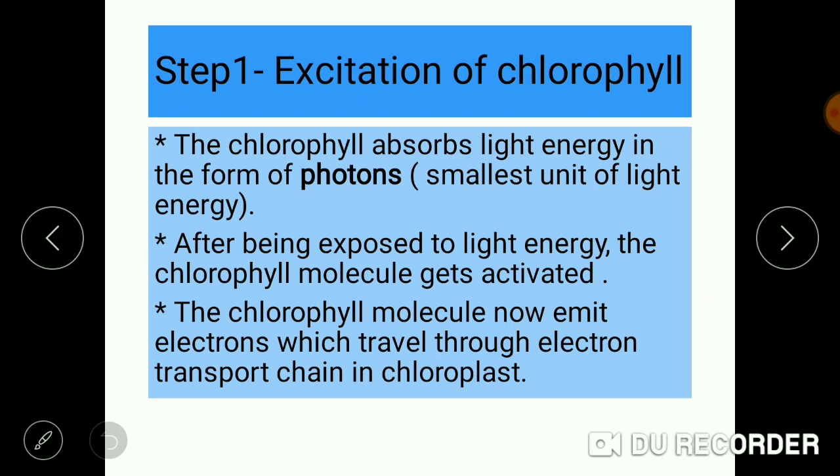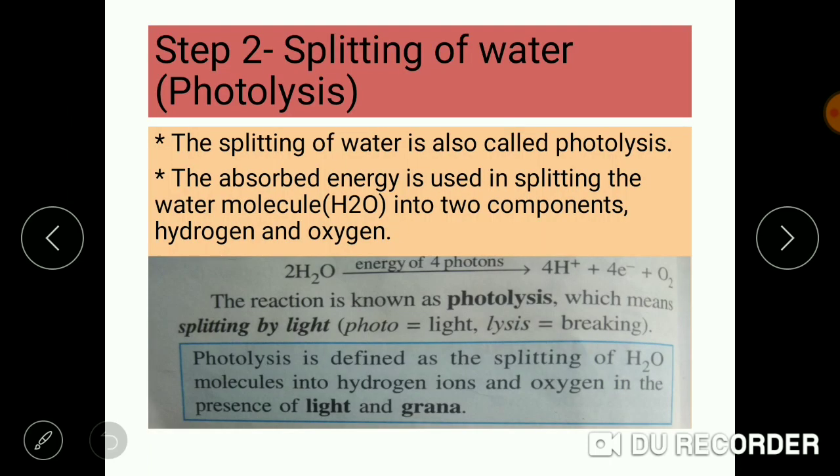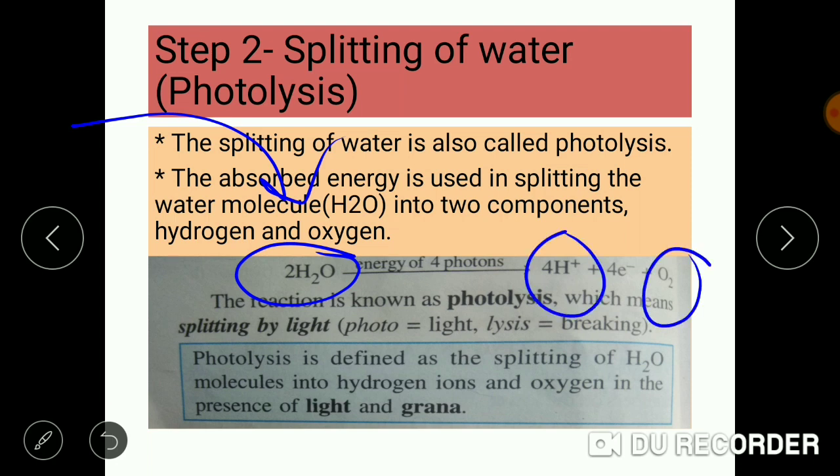So we studied that in light reaction, photons of light fall on chlorophyll, due to which the chlorophyll molecule gets excited and in return releases the electron. This energy, absorbed in the form of photons by the chlorophyll molecules, helps in splitting of H2O into hydrogen ions as well as oxygen molecule.